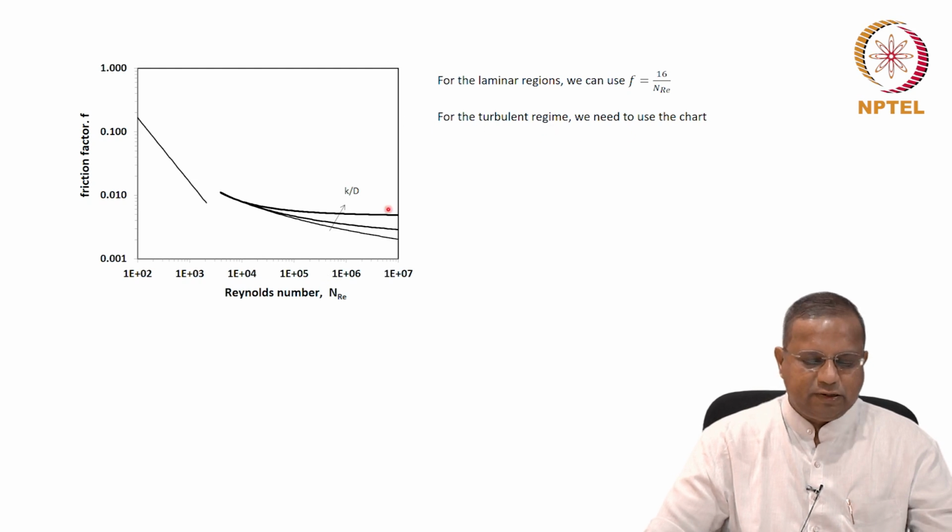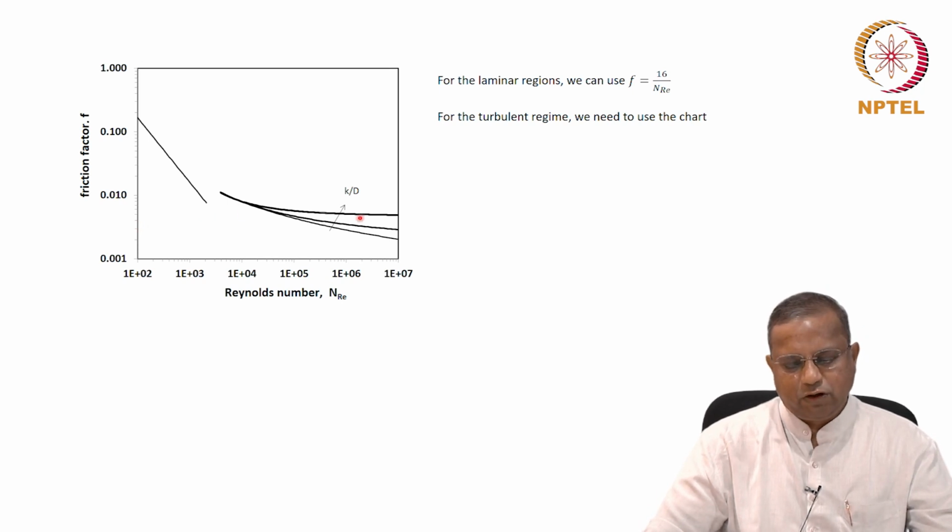So for the turbulent regime, to find out the friction factor for a given set of flow conditions as quantified by the Reynolds number, you find the Reynolds number, then go to this chart. For the particular K by D value, you find out the friction factor. That's what we normally do.